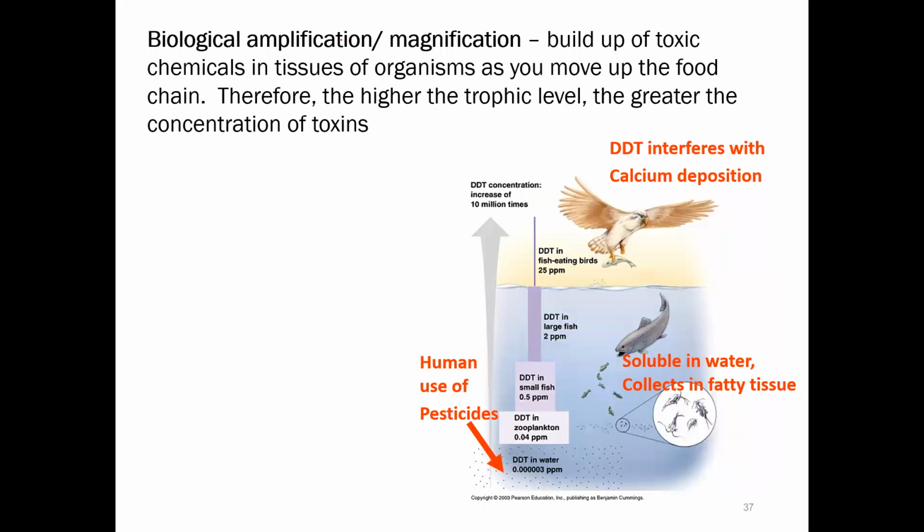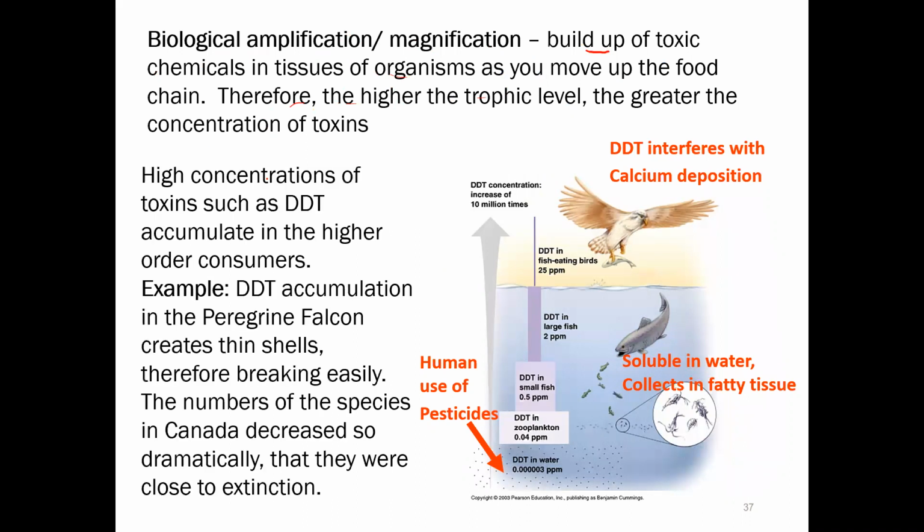Well, biological amplification or magnification is a buildup of toxic chemicals in tissues of organisms as you move up the food chain. Therefore, the higher the trophic level, the greater the concentrations. Now, the case study here is DDT that you need to know.